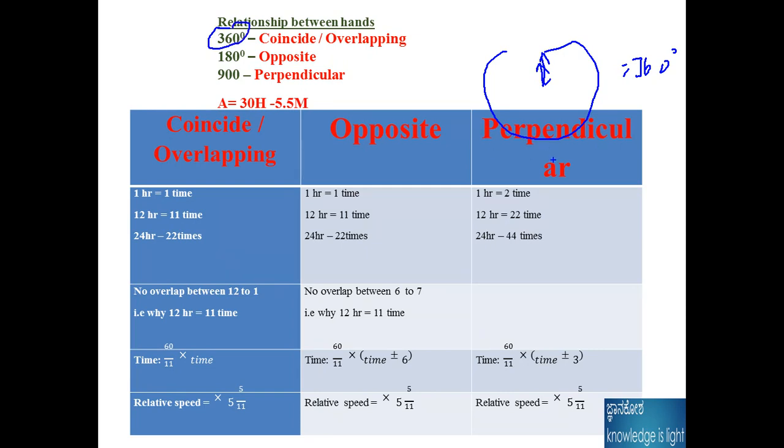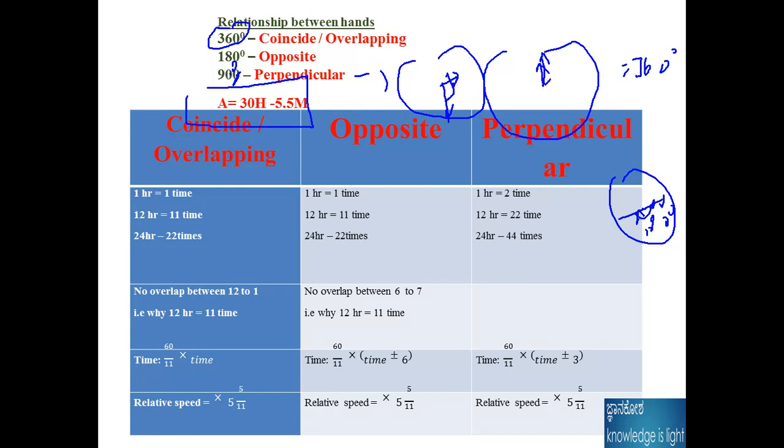Okay. If the hour and minute angle is this, that is 90 degrees. If it is opposite, that is 180 degrees. If it is perpendicular, that is the perpendicular thing here. Either use this formula. If any problem on the relation between the hands comes, either use this formula. I will show both methods.